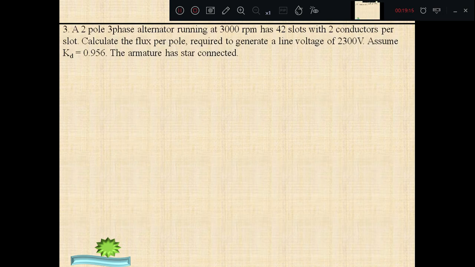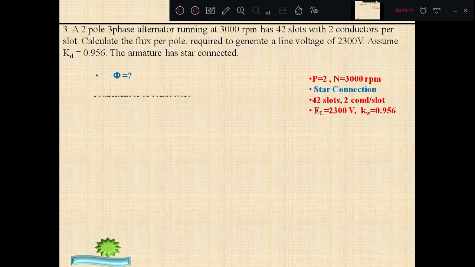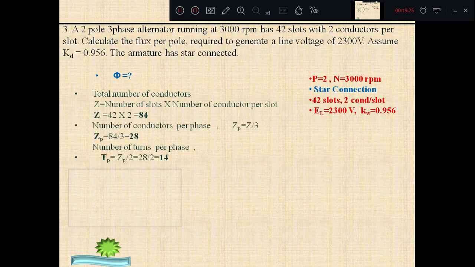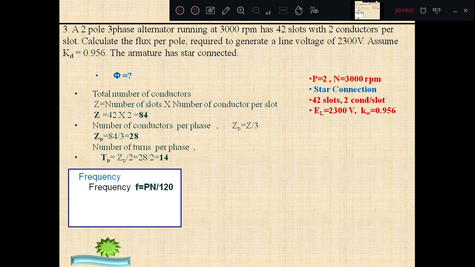That's not the last numerical. I will just go through it fast. Here this is the data given. Then we have to list out once again. Calculate the number of turns per phase. Then what he asked is the flux. The generated voltage is given. Just the frequency is not given.